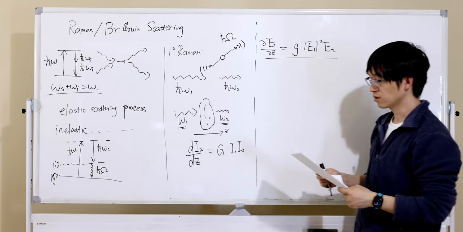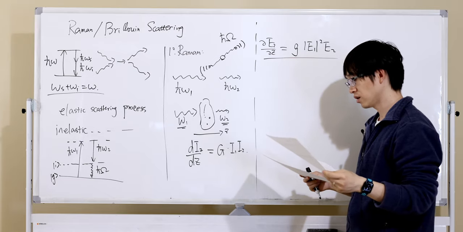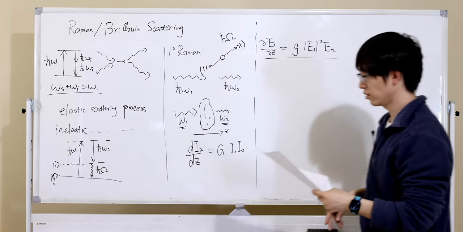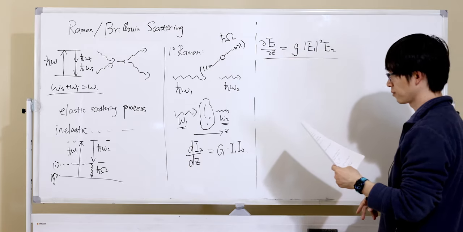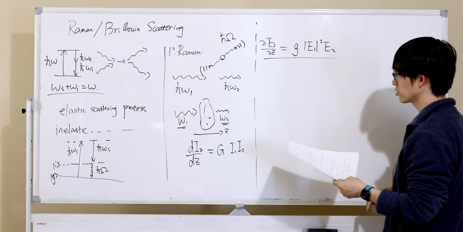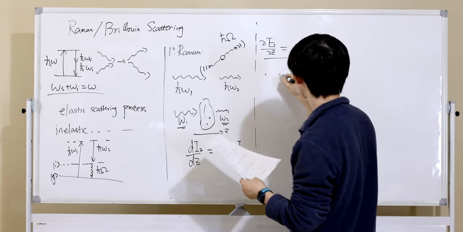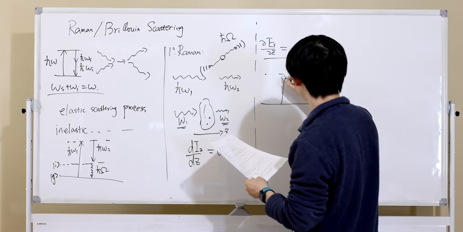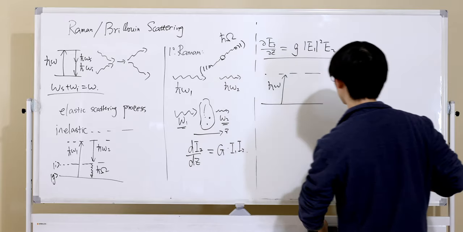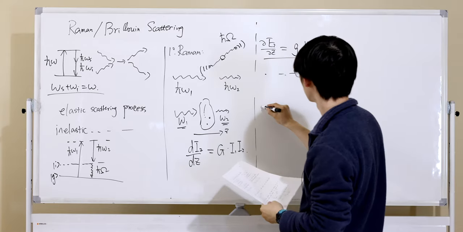Okay. So now let's look at a question that might be quite interesting. If you look at this energy diagram, there are two possible scenarios that could happen. One is that you absorb H bar omega, and one is that your molecule is at ground state.